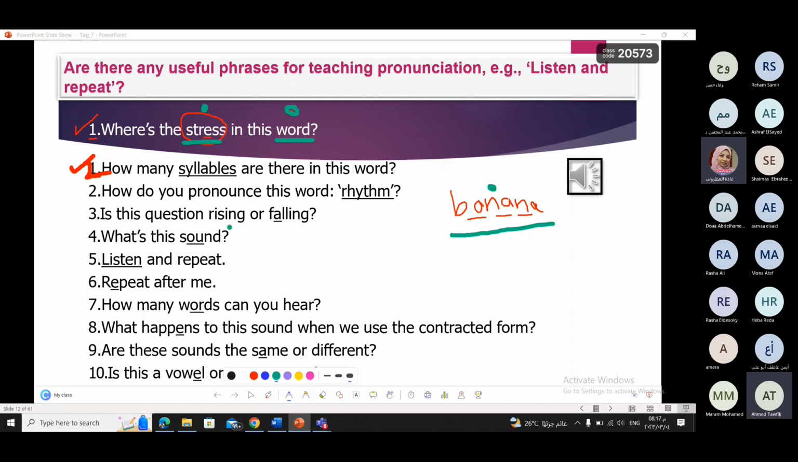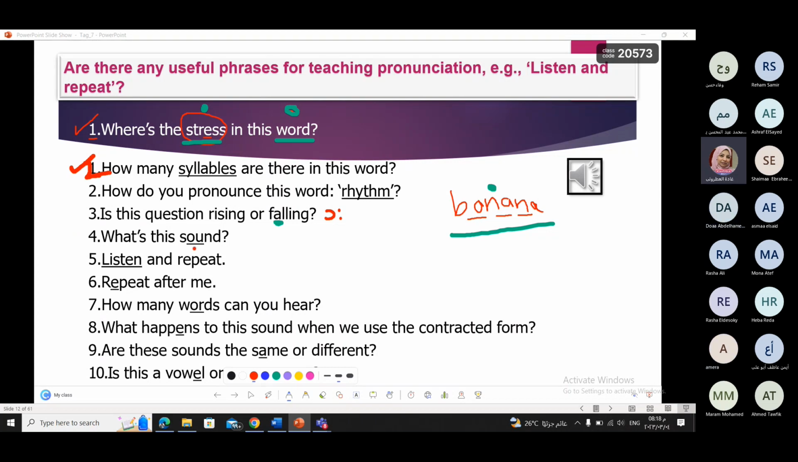Number 3. Is this question rising or falling? What's the vowel here? What's the sound here? Can you tell me? Falling. Oh, yes, it's this sound like this. Is it a long or short vowel? Short vowel? Is it short? Falling, falling. It's a long one. Long. Yeah.